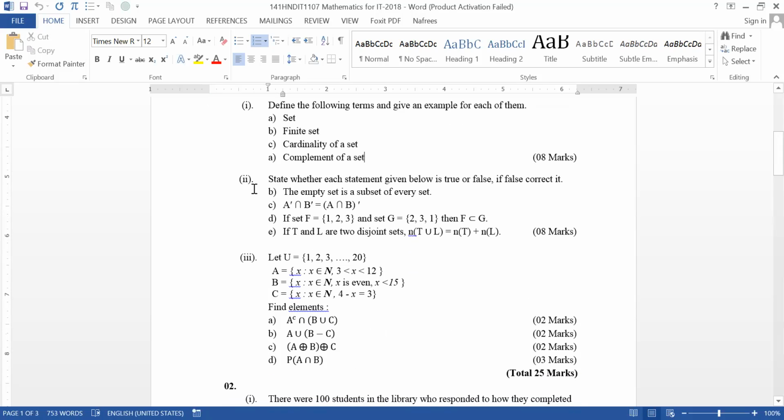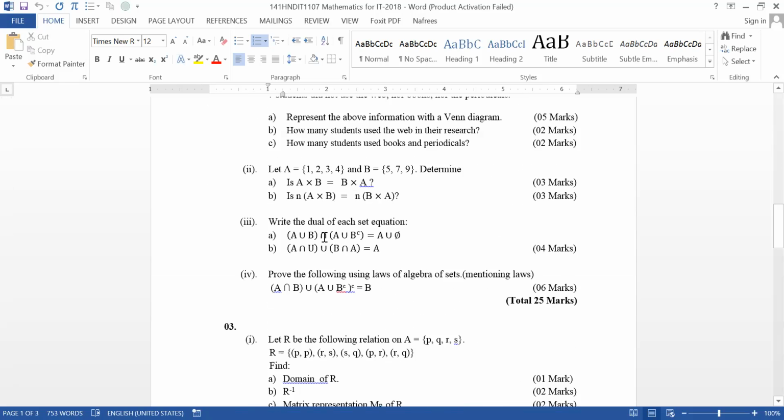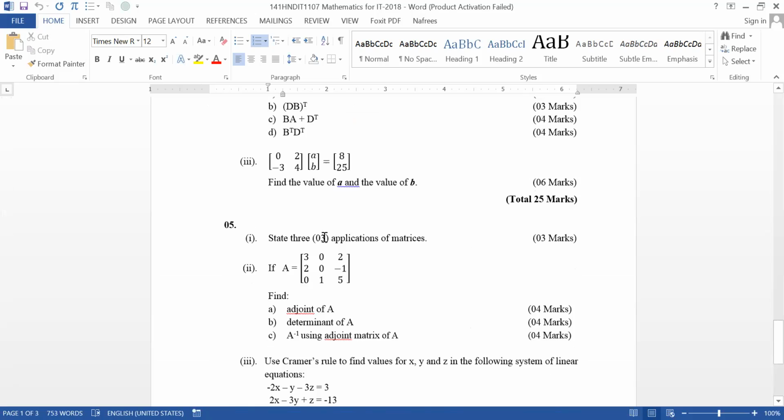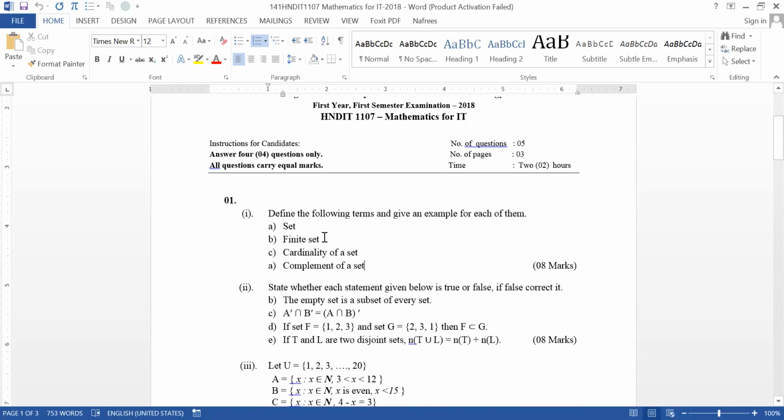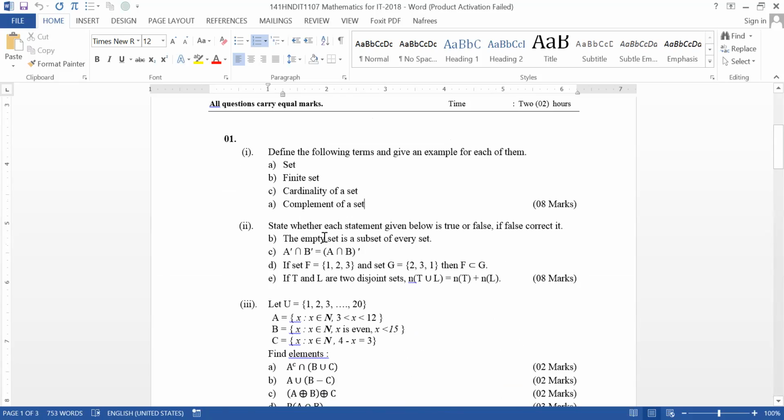Look at the second part. You don't need to write much, but you have to say whether it is true or false. If the given statement is true, you say true, no need to do anything. But if it is false, you say false, and you have to write the correct answer. Look at the first statement: the empty set is a subset of every set. Tell me whether it is true or false.